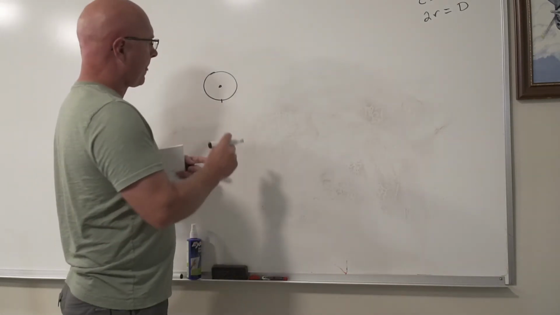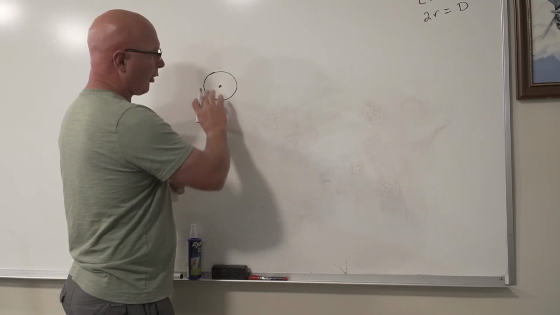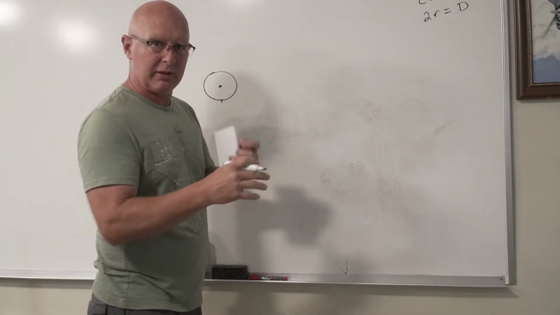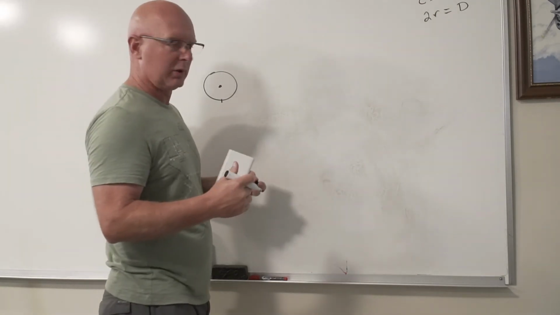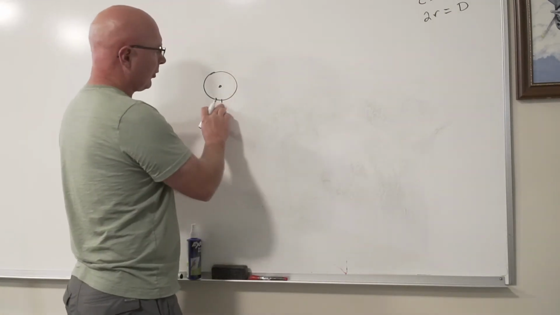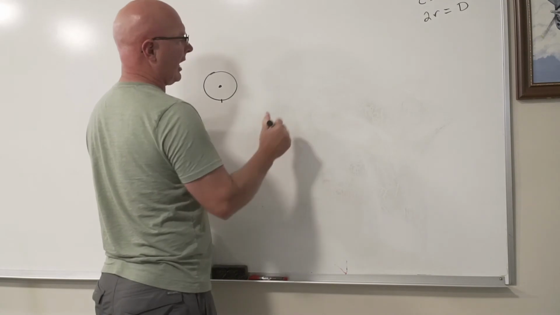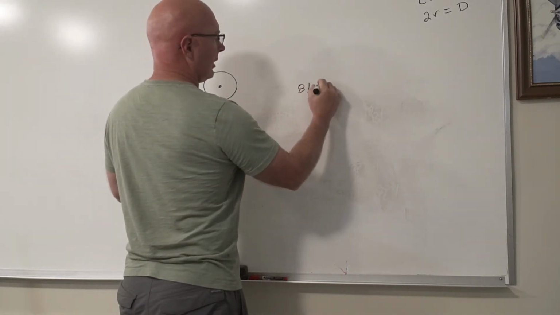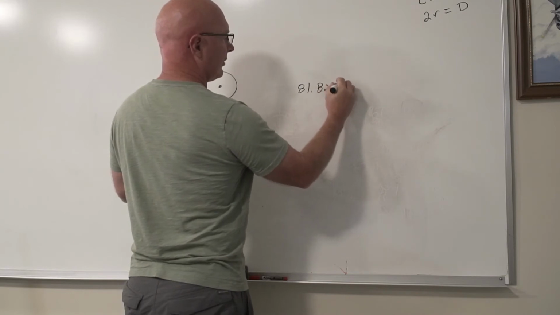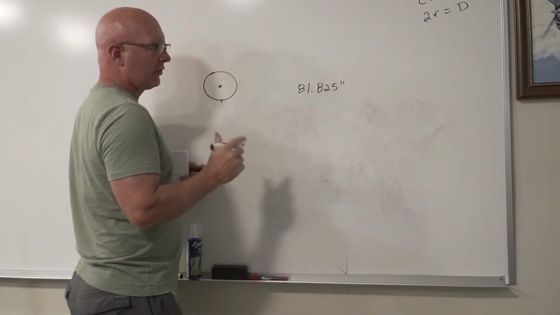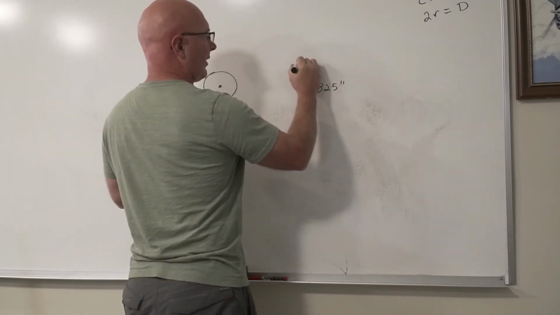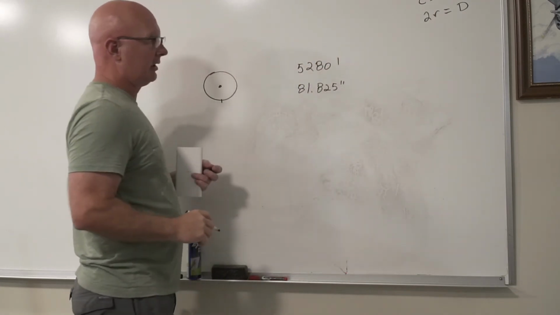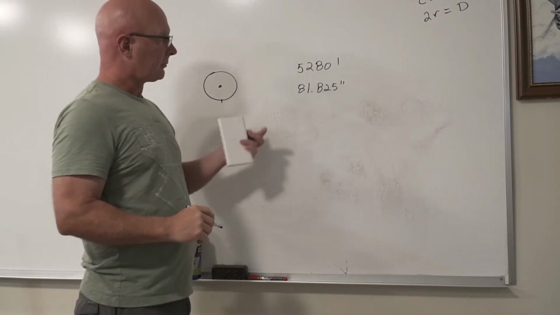So right now we know that if we roll this tire, and Jacob's bicycle tire is going to be a different diameter, so we're going to have to take that into account when it comes up. But we know that if we roll this particular tire, it went 81.825 inches. We also know that there are 5,280 feet in a mile.